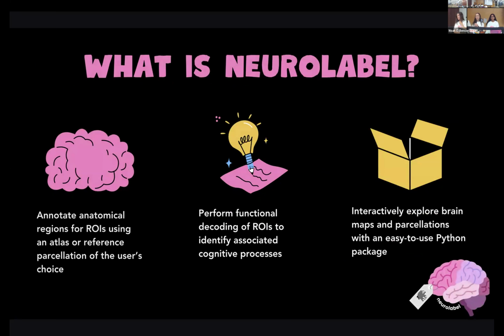So, what is NeuroLabel? It's essentially a package that we developed that provides a unified workflow for atlas-based anatomical annotation, as well as interactive visualization and functional decoding. Individuals can input their data and annotate anatomical regions of interest using a specific reference atlas. They can also perform functional decoding of their regions of interest to identify associated cognitive processes, and also interactively explore their brain maps.